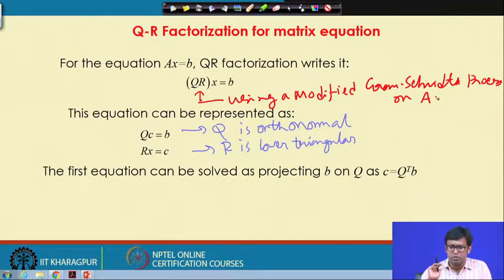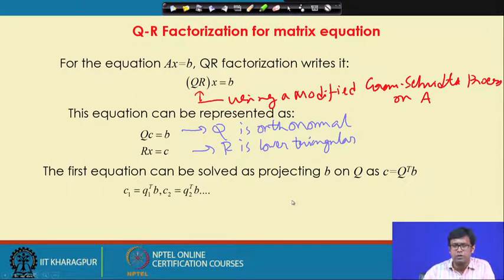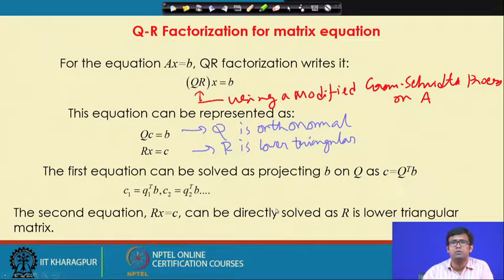Now, Q is an orthonormal matrix. So Qc = B can be solved by just projecting B on Q. We can write c1 = q1 transpose B, c2 = q2 transpose B, and so on. And then we have the equation Rx = c, which is the lower triangular system. So you can find c from them.